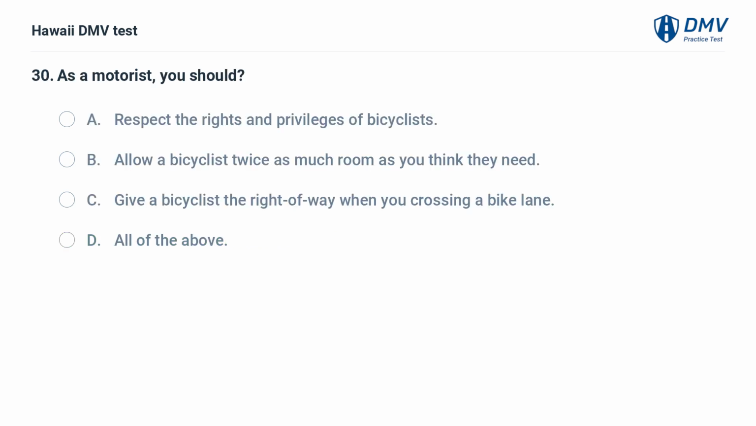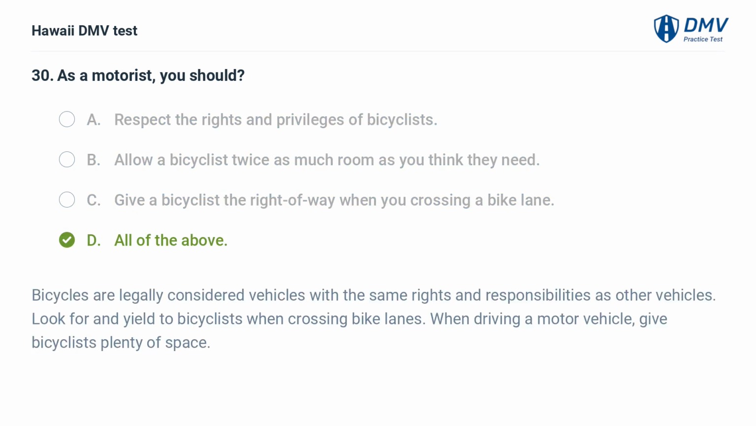As a motorist, you should A. Respect the rights and privileges of bicyclists. B. Allow a bicyclist twice as much room as you think they need. C. Give a bicyclist the right of way when you are crossing a bike lane. D. All of the above. The answer is D. All of the above.